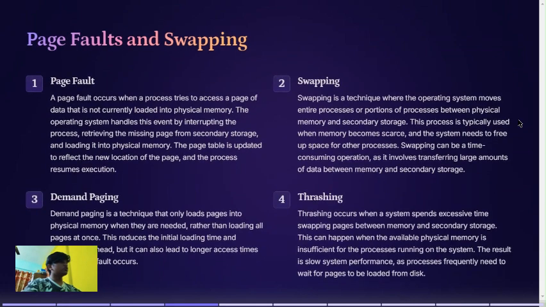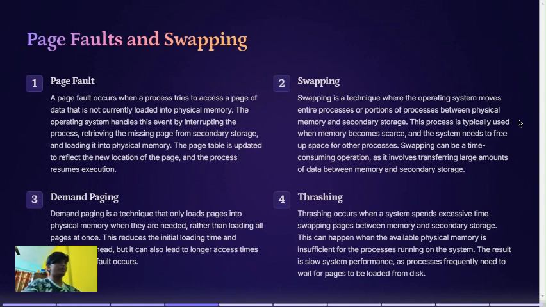Page faults and swapping. Page fault. A page fault occurs when a process tries to access a page of data that is not currently loaded into physical memory. The operating system handles this event by interrupting the process, retrieving the missing page from secondary storage, and loading it into physical memory. The page table is updated to reflect the new location of the page, and the process resumes execution.